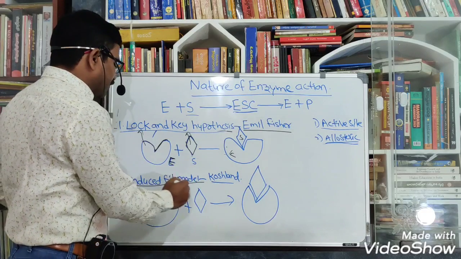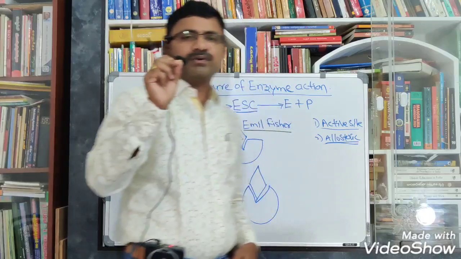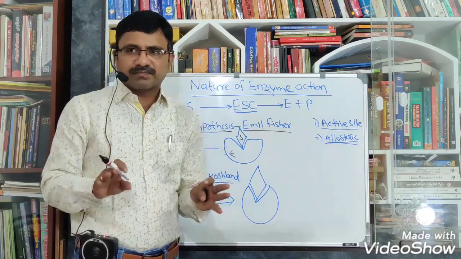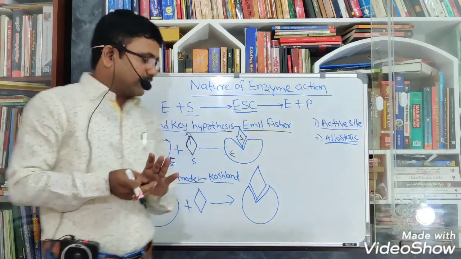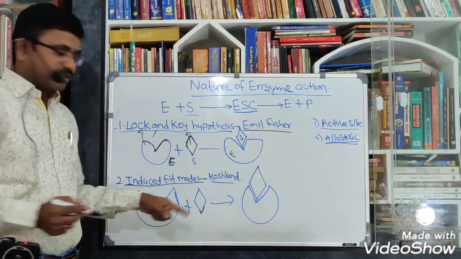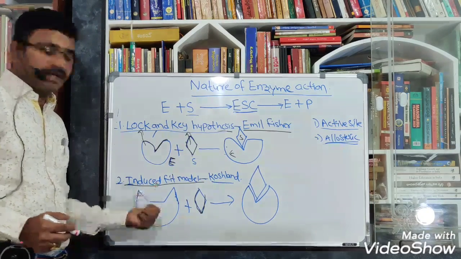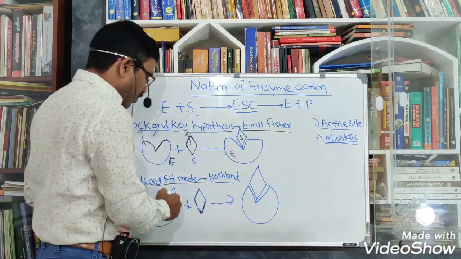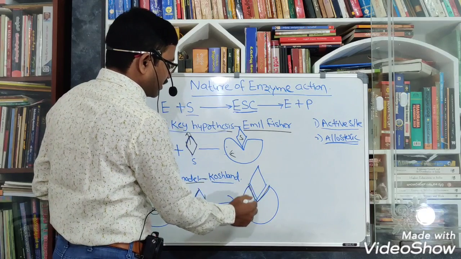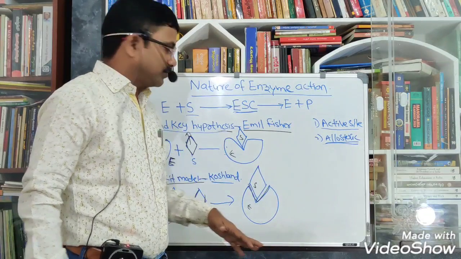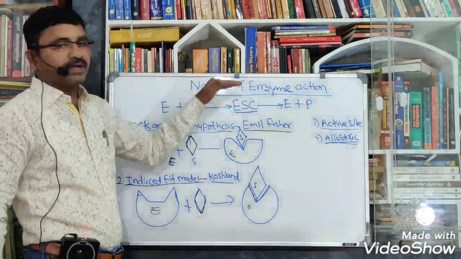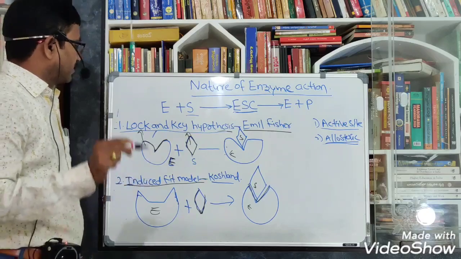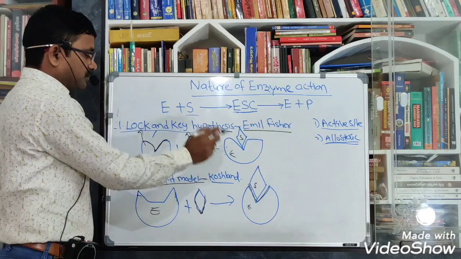We have one more theory, the induced fit model proposed by Koshland. According to the induced fit theory, enzymes are flexible in structure. They don't have a specific shape of active sites. Based on the shape of the substrate, the enzyme undergoes conformational changes according to the shape of the substrate. Then the substrate binds at the active site of the enzyme, the enzyme-substrate complex forms, and finally product is generated. So these are two theories that explain the nature of enzyme action. With this we completed the nature of enzyme action. You must learn the Lock-and-Key hypothesis and the induced fit model.